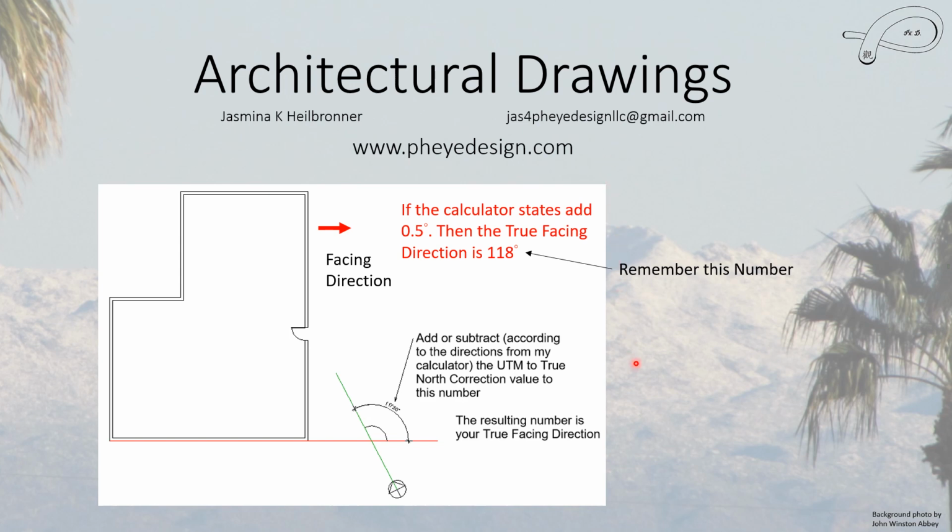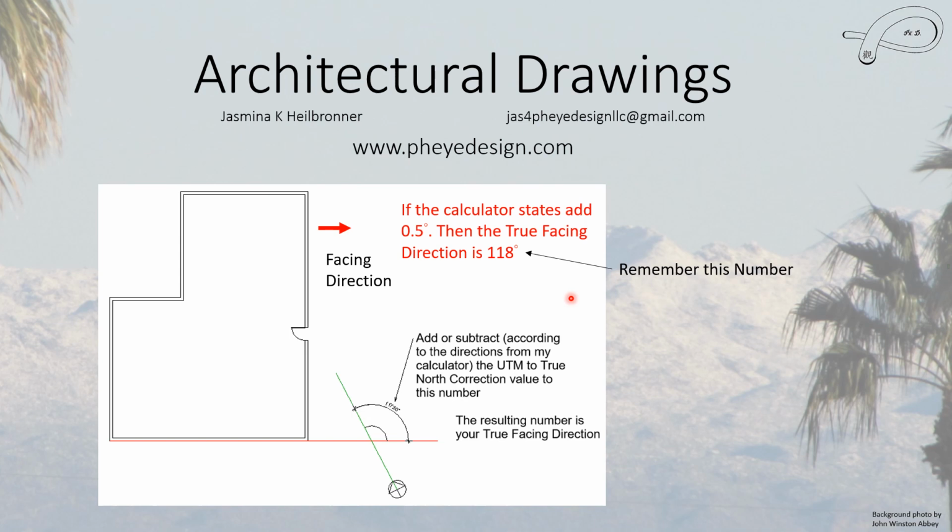Let's say we do that, and we find that the calculator states add a half a degree. And you can round the number to just beyond the decimal point, because it's very hard to measure more accurately than that with a protractor. But the bigger your protractor is, the easier it is. So we had 117.5, we add the 0.5, so we get 118. This is your true facing direction of your house. And I want you to remember this number because we're going to use it later. But this is the key.